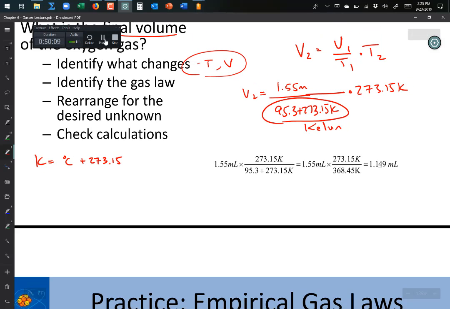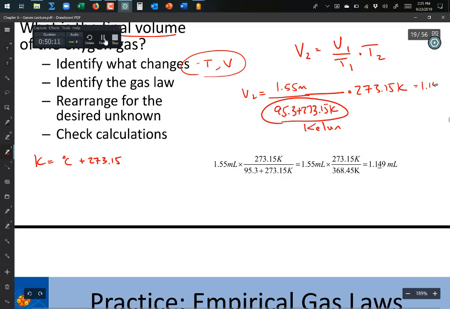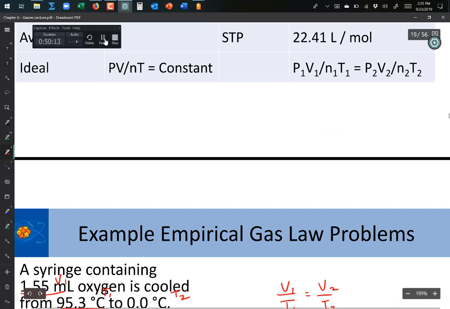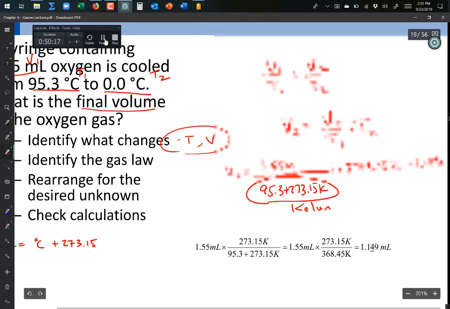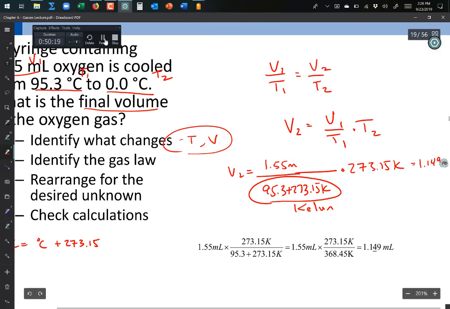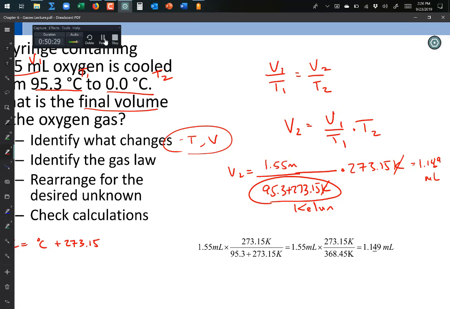So when you do that, that'll give you 1.149 mLs. Whoa, what happened there? Oh, I got to the edge. I must have hit the scroll bar. So is it the Kelvin that cancels out? Yeah, the Kelvin will cancel out. And 1.149 mLs, that's 2 sig figs. So that's 1.15 milliliters.